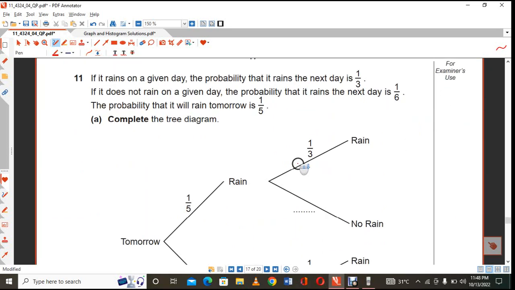Right, question 11. So we have got a probability tree diagram. So what is it that you need to know?